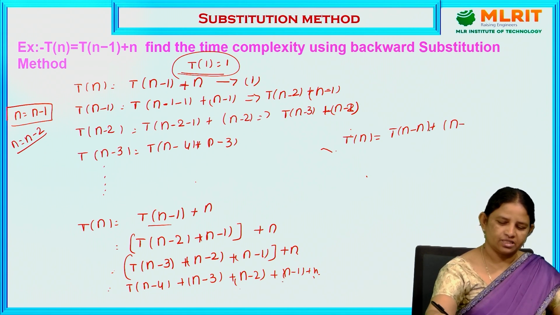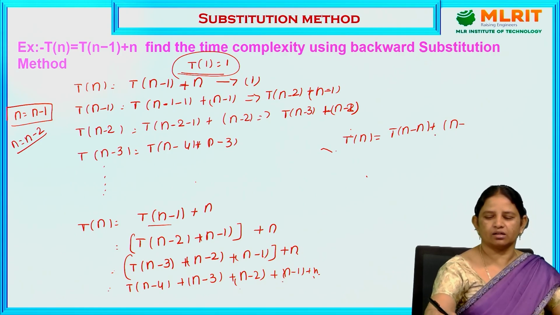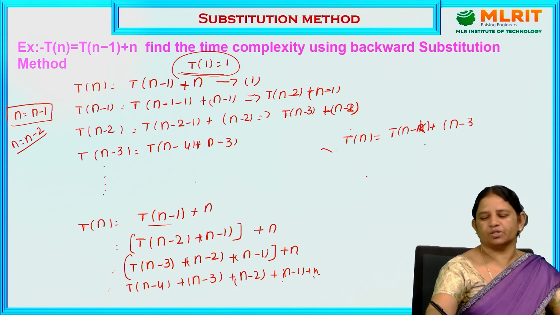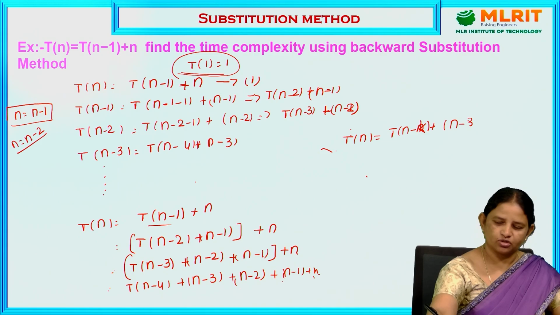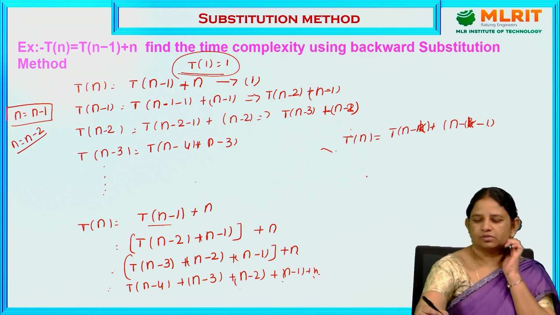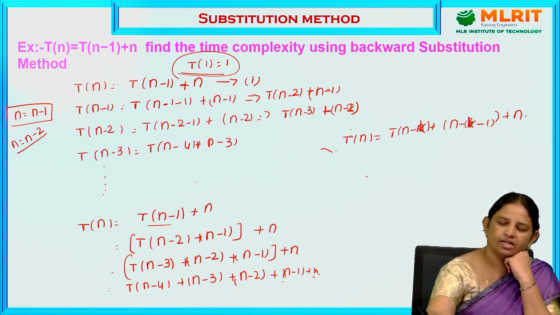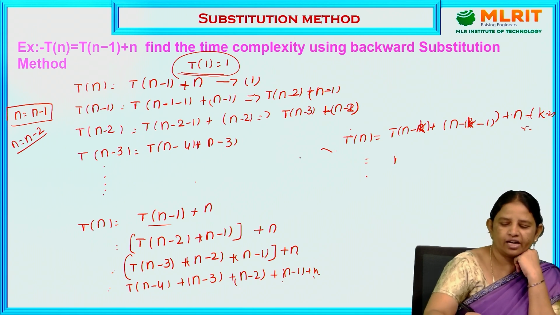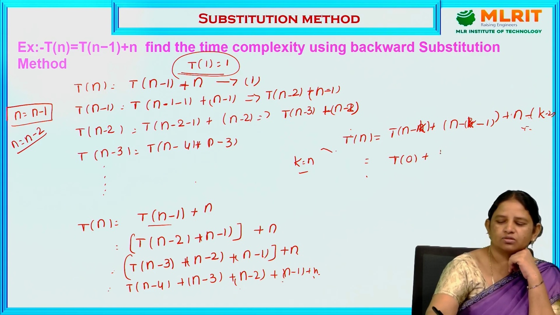N minus 3, that means n minus 4, n minus n, after that it is repeated for n minus k, k equal to n, that means we are going to get t of n minus k minus 1, then t of n minus k minus 2, like that it is repeated for the nth term, that is k equal to n. We'll get t of 0 plus 1 plus 2 plus 3 and so on up to n.